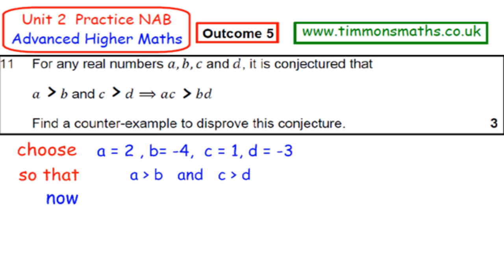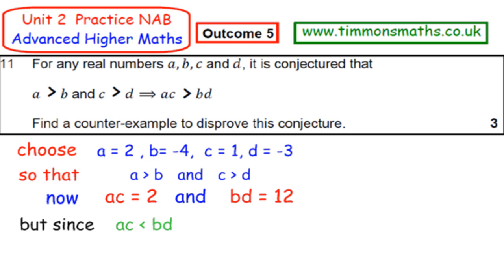But when we work out AC, AC is equal to 2 times 1, which is 2. BD is -4 times -3, which gives us +12. And we notice that for these particular values, AC is actually less than BD. So AC is not greater than BD for these particular values of A, B, C and D. And this shows that the conjecture is not true.